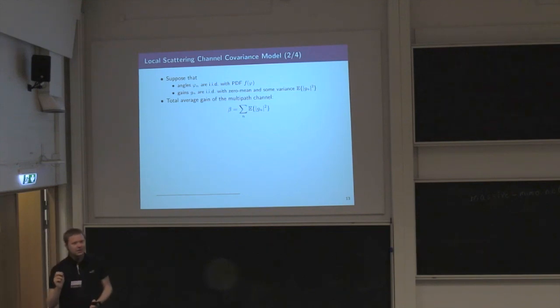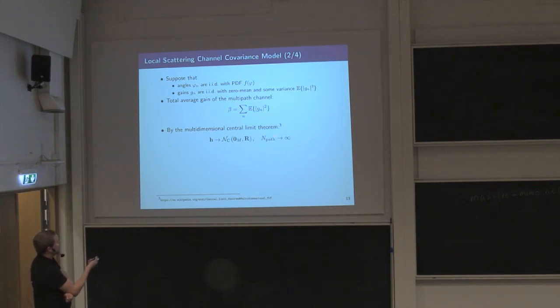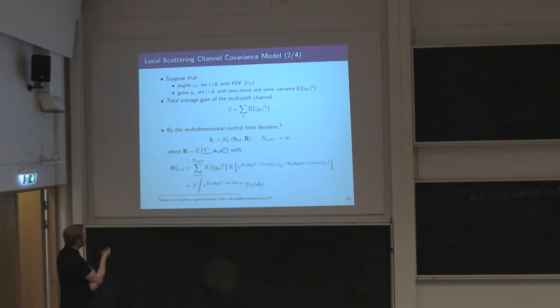As you can expect, this is going to be the beta that was showing up before, the average path gain or path loss. And then from the multidimensional central limit theorem, when you have a lot of different paths, in probability, this channel will behave as if it's complex Gaussian distributed with zero mean and the covariance matrix R. How do we get this covariance matrix? We get it by taking the expected value of the received signal. So it's going to be a sum of the outer products between the array responses from each of the different paths here. And we have a lot of them.